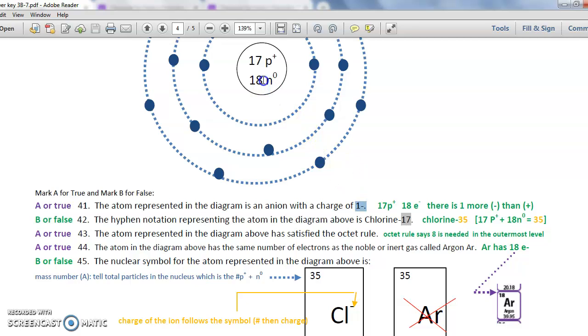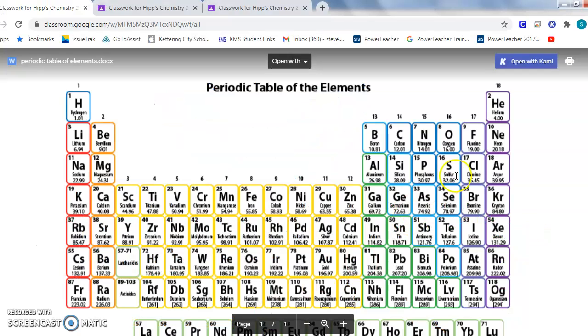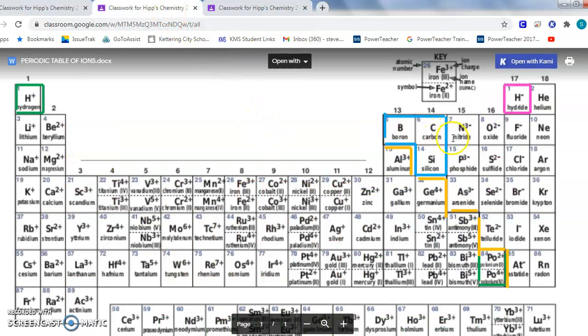And in fact, we know that this is chlorine already, but it is chlorine 1 minus, so that is the chloride ion. There is one more negative than positives. It is the chloride ion. And it's easy to tell. Chlorine would want one more electron to become like argon. They're all trying to get stable like the noble gases. If we look on our periodic table of ions, there's the chloride ion right there.